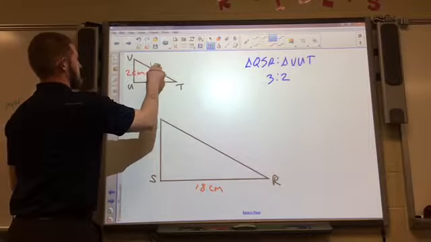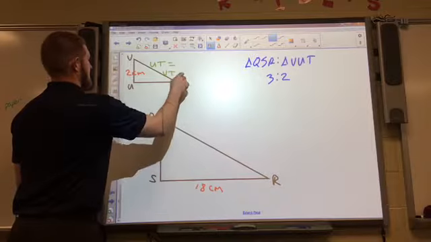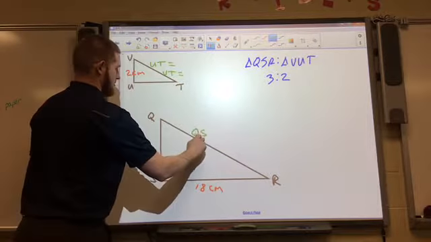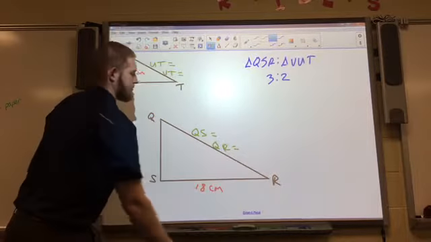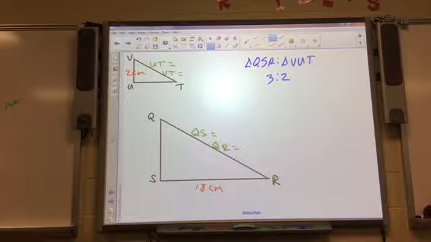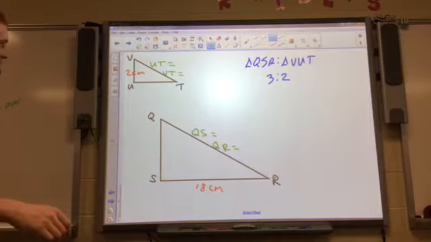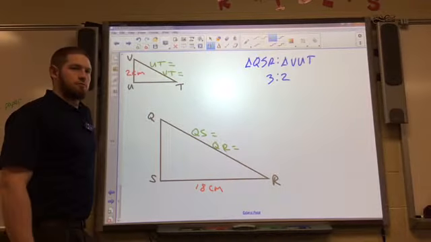So over here I need to find UT and VT. And over here I need to find QS and QR. Any thoughts? Taylor? Couldn't you start, because you know one of the sides, you could figure out one of the other sides?